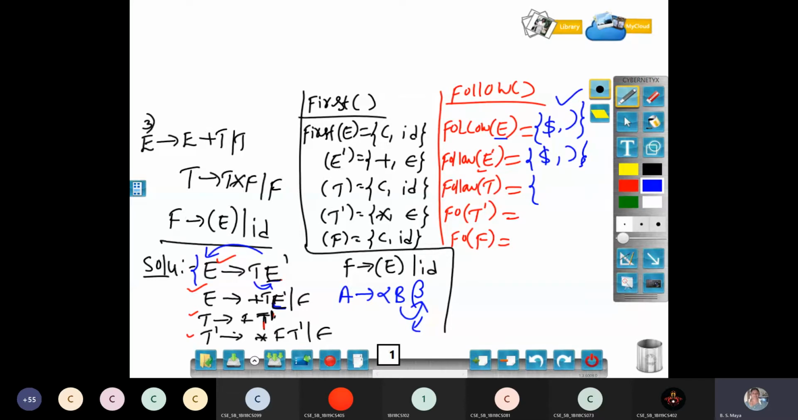I am computing follow of T. Follow of T, I have E dash. E dash is a non-terminal. Because of the non-terminal, you can add all the first set of E dash into follow of T. What is the first set of E dash? Plus and epsilon.